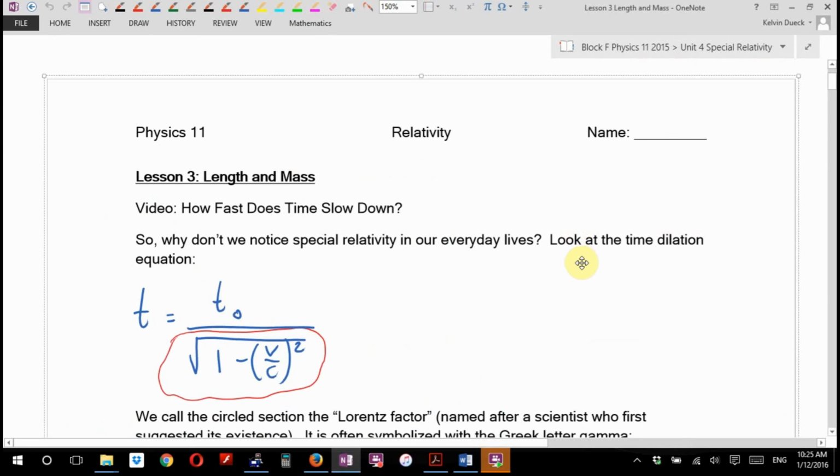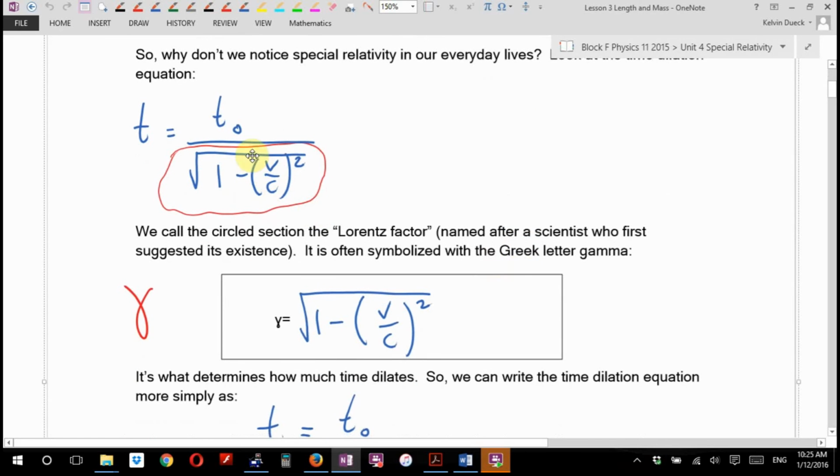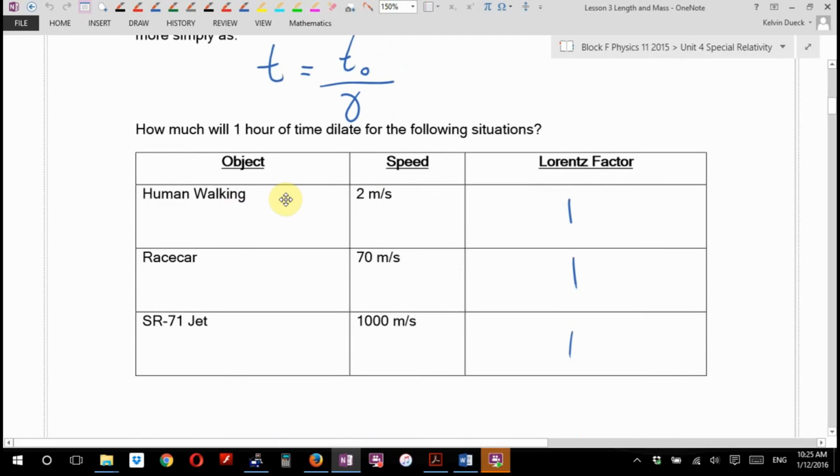Last class, if you want to get out lesson 3, if you don't have it already, we asked this question. Alex, we said, get this later, because I'm going to go really fast, and I'd rather have you just pay attention. We asked, why don't we notice relativity in our everyday lives? For what it's worth, we called this funky thing here the Lorentz Factor. It's often symbolized by a gamma. And Alex, we said, this is what determines how big that time slowing down factor is. And so we quickly tried crunching some numbers.